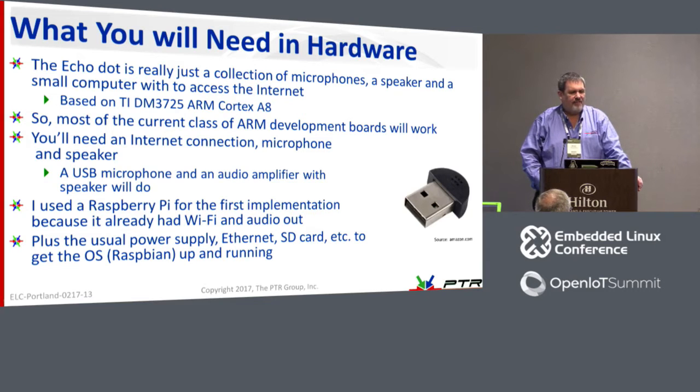You also have to have a microphone and a speaker. Now, the microphone that I happen to use in this particular case is the Bluetooth microphone here, but a USB microphone and an audio amplifier going to the speaker works reasonably well. Obviously, the audio output on the Raspberry Pi, because that's the one I happen to be using in this case, is not amplified. It's made for headphones. So you're going to have to run it into something like a Class D amplifier if you want somebody to actually hear what it says.